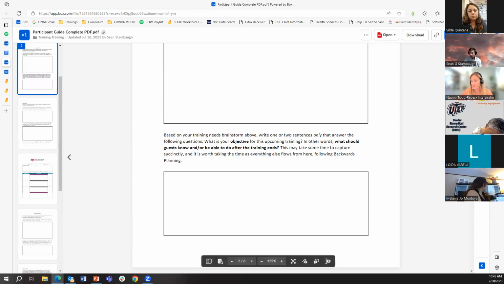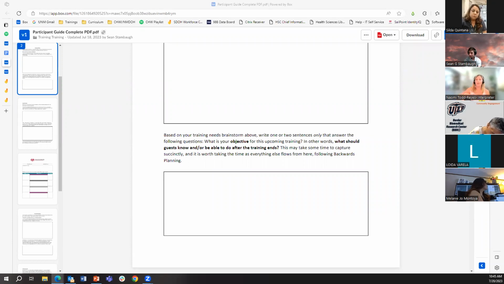And this is kind of tough. I'm asking you to condense a lot of information from your brainstorm into 1 or 2 sentences only. What is your main goal? And if you are working on this in Spanish, just a reminder that these questions we're on right now are on page 5.